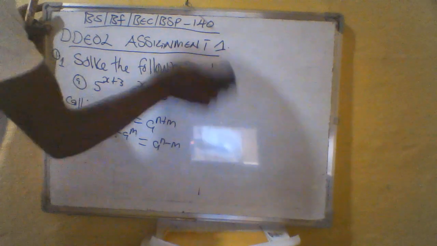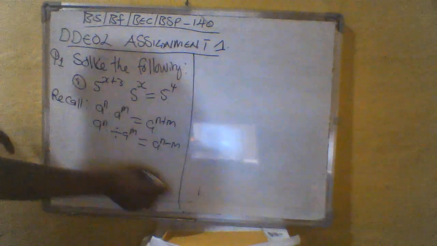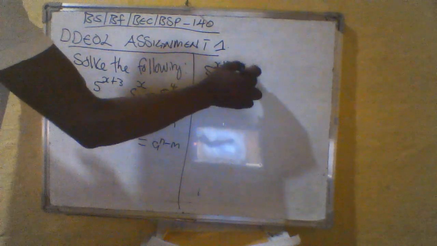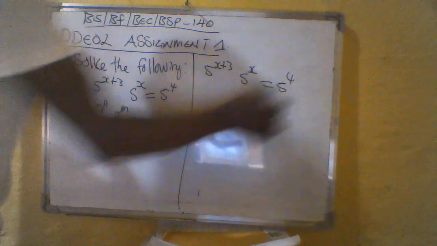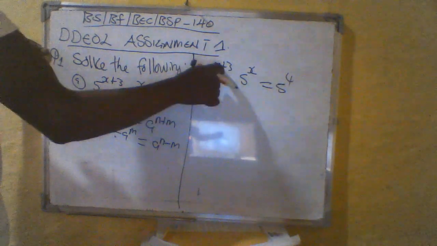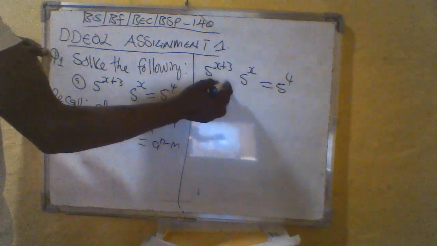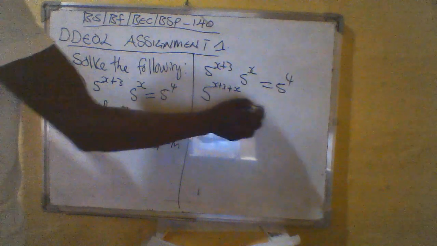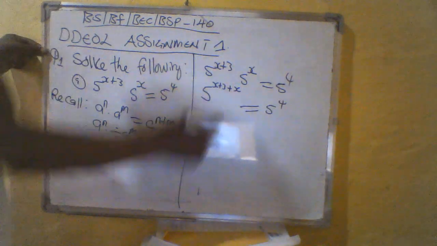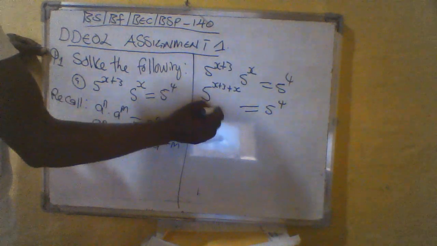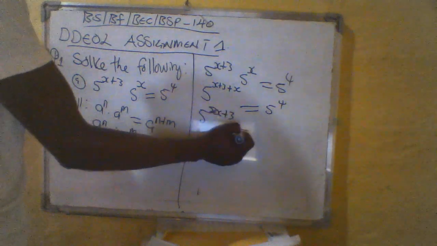So we start. I have 5 power x plus 3 multiplied by 5 power x to give me 5 power 4. These are the same bases on my left side, so I can maintain my base 5 and sum up the powers. The first power is x plus 3, and the other power is x, so we add plus x. The right hand side I will still maintain as 5 power 4. If I sum up the powers, I have x plus x, that is 2x, plus 3, to give me 5 power 4.